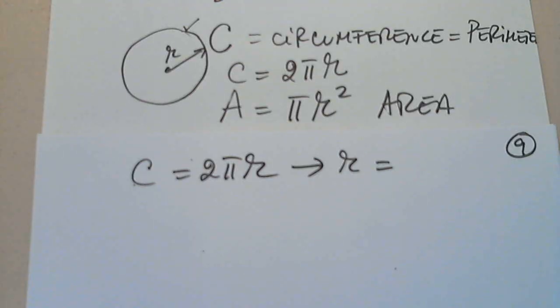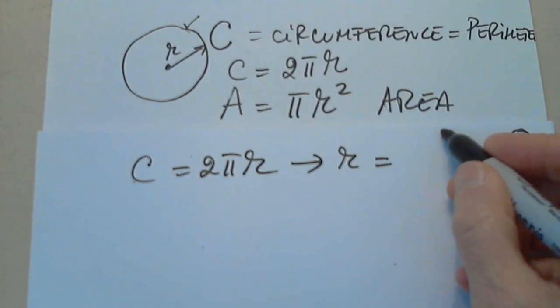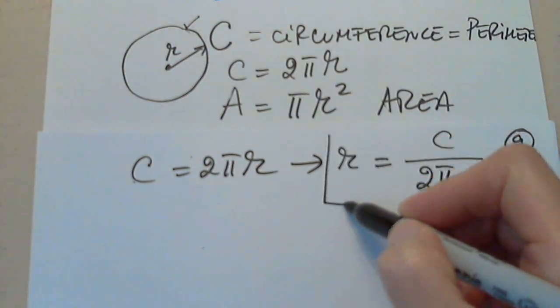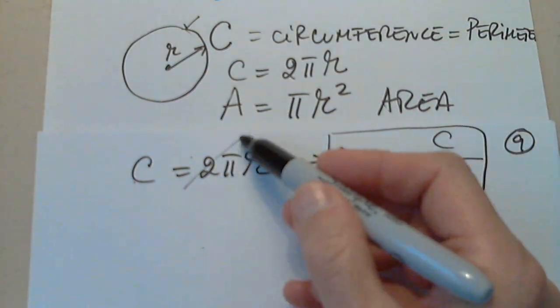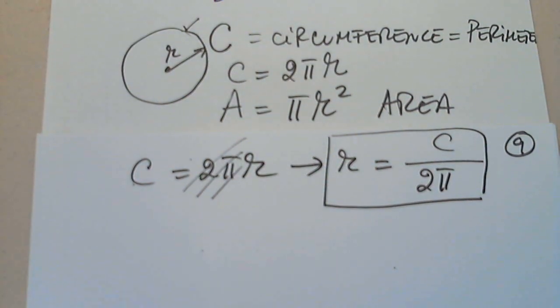Move 2 pi to the other side. It's multiplied. I cannot separate 2 pi from r by splitting it like that, moving it to the other side. Can you divide both sides? I have to. I have no choice. Indeed, I have to divide both sides by the number that multiplies r, or the quantity, or whatever it is in front of r.